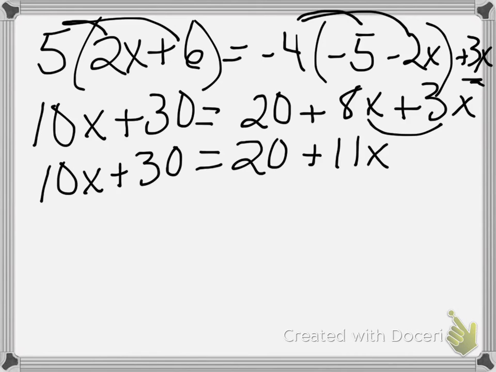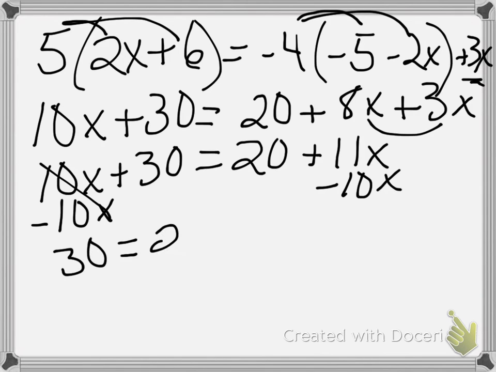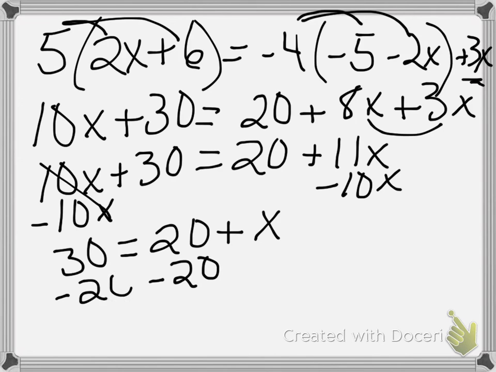Okay, now the next step. I need to get all my variables on one side. I'm going to subtract 10x from both sides just because I don't want to have any negatives. If you decide to do it the other way, it's going to work out just the same. So I get 30 on this side equals 20 plus x. Well, that's easy. All we have left to do is subtract the 20 from both sides, and I get x equals 10.